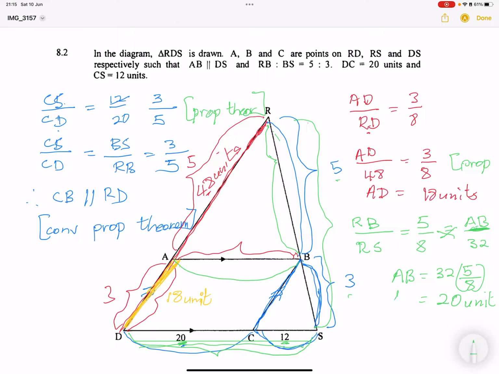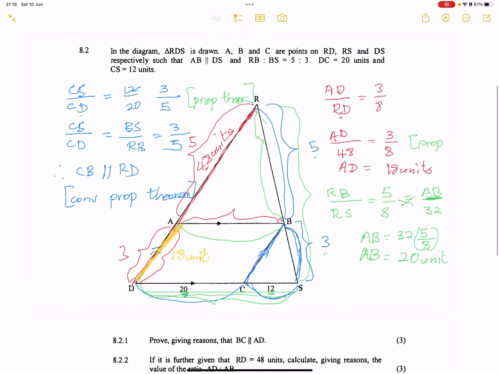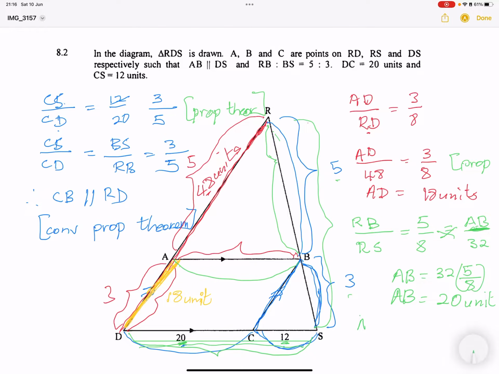So now we wanted the ratio. Now remember, they wanted the ratio of AD, sorry, to AB. So AD to AB. So I am just simply going to say there, to find the ratio of AD over AB. We found AD to be 18 units. So that's going to be 18 over AB, which is 20.